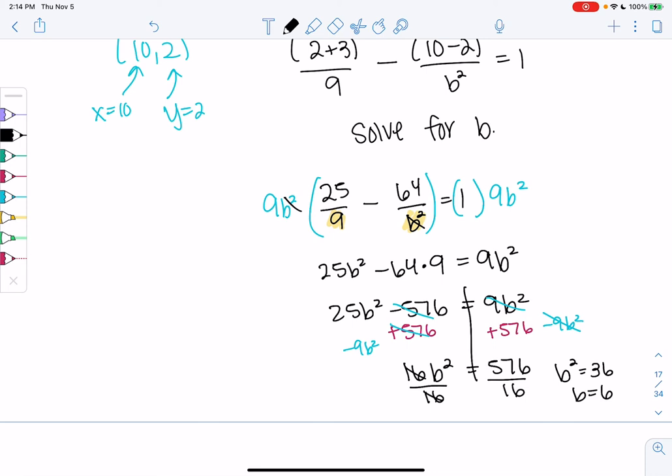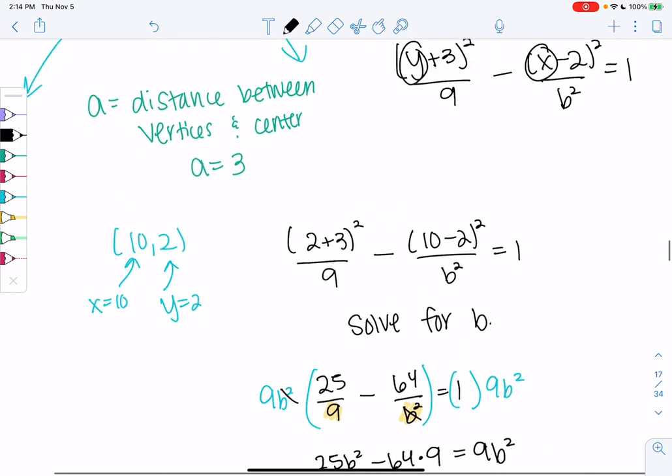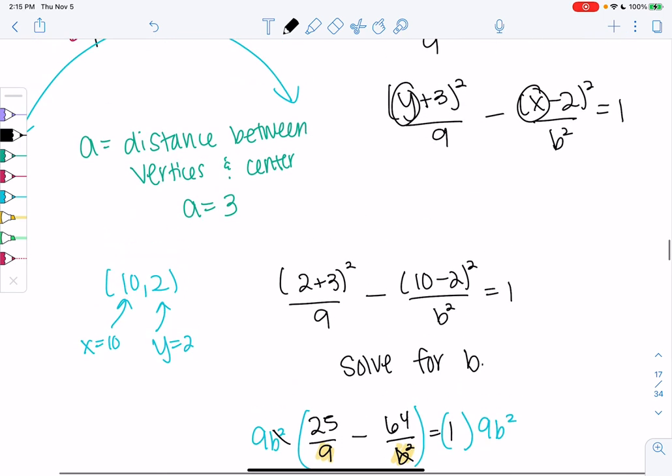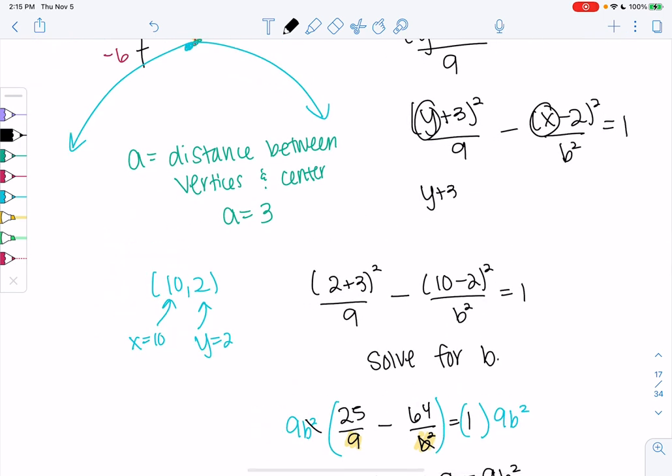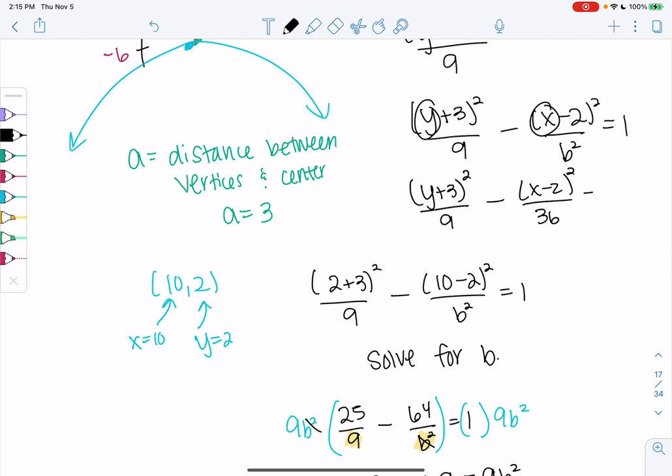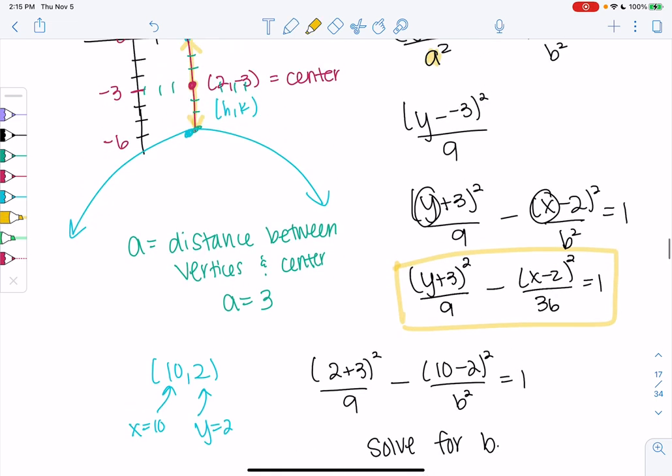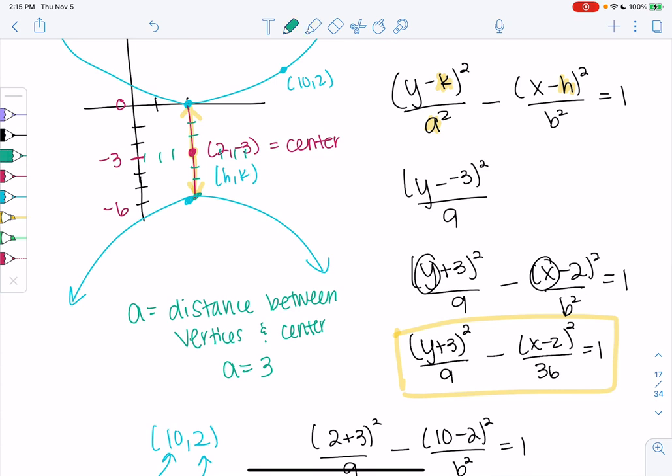So just isolating b², and then b is 6, and so we can just plug into this equation. So our equation for our hyperbola is (y + 3)² over 9 minus (x - 2)² over 36 equals 1. And that's what's making it so wide, is that the x's are going out farther. So 1, 2, 3, 4, 5, 6. 1, 2, 3, 4, 5, 6.